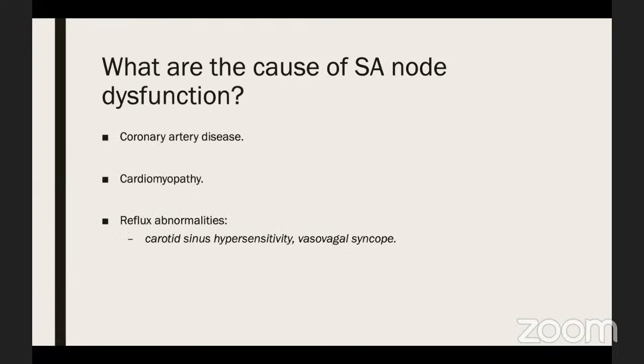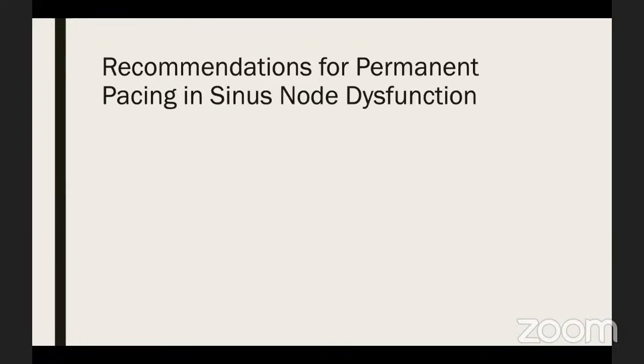So what is the cause of SA node dysfunction? Usually coronary artery disease, cardiomyopathy, and reflex abnormalities, which include carotid sinus hypersensitivity and vasovagal syncope. So what's the recommendation for permanent pacing in SA node dysfunction?